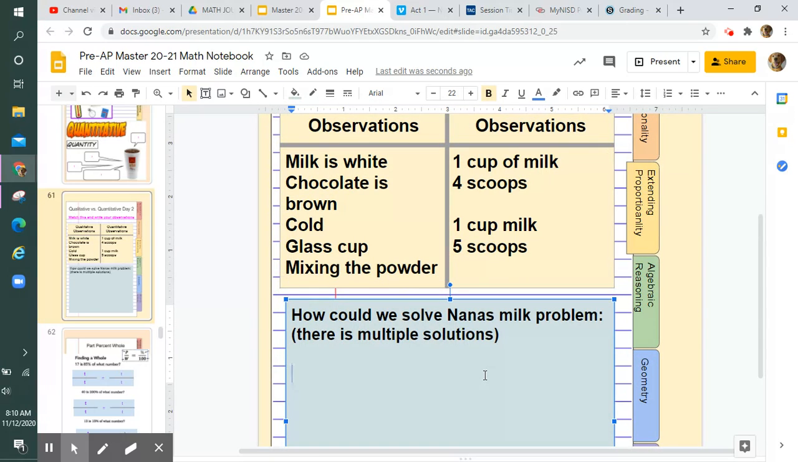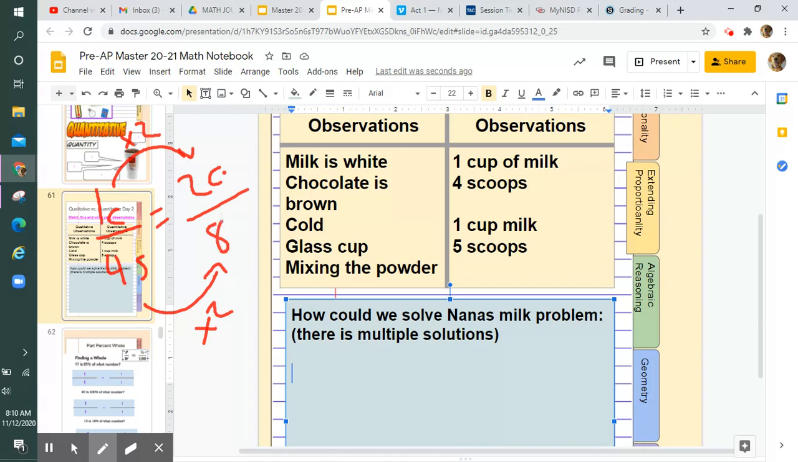So one thing we could do, we want it to be equal to 1 cup of milk and 4 scoops of chocolate. So 1 cup and 4 scoops. We know that it has to be more than 4 scoops because we already have 5 scoops. We already went over. So what I'm going to do is multiply these by 2. So I'm going to say times 2. That means I would have 2 cups of milk, and if I do times 2, I would have 8 scoops of chocolate. So that is one solution.